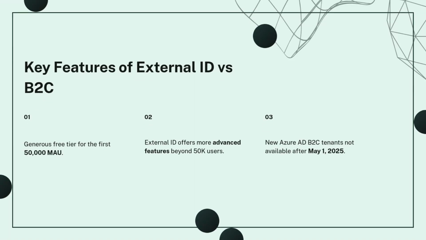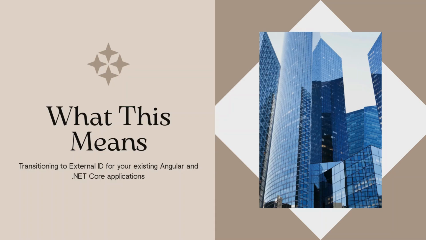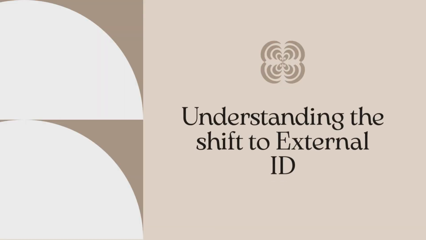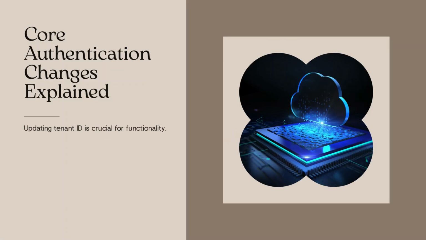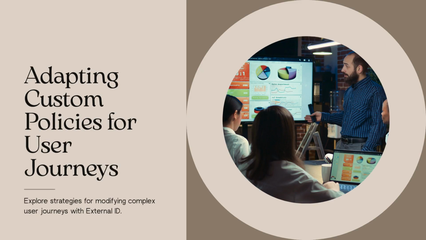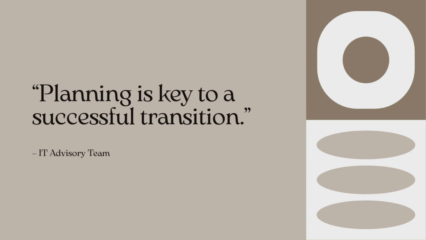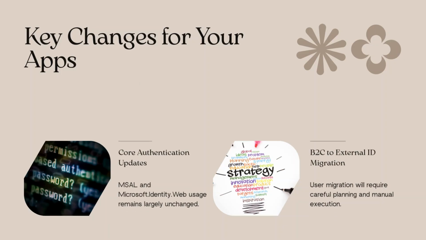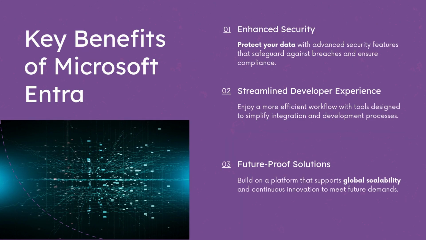In part 2 of the series, we are going to roll up ourselves and dive into practical implementation. We will configure everything needed within our new external ID tenant, setting up user flows, registering our applications, and then the exciting part, getting our Angular frontend and .NET Core API backend talking securely with Microsoft Entra External ID. You don't want to miss it.